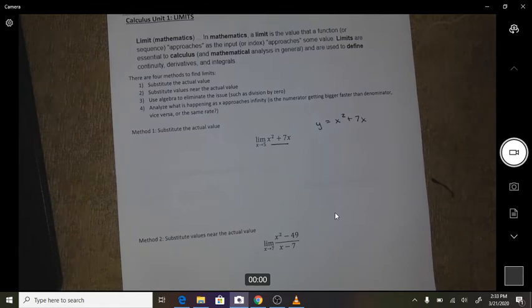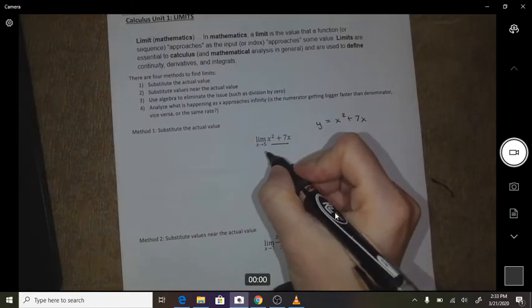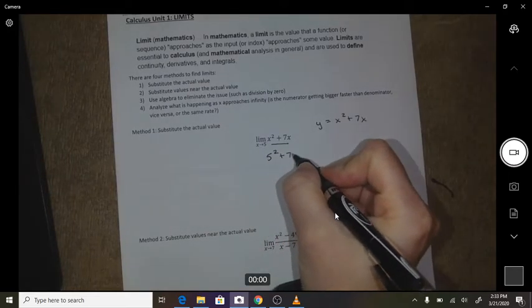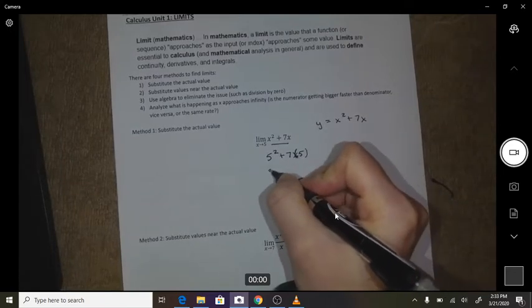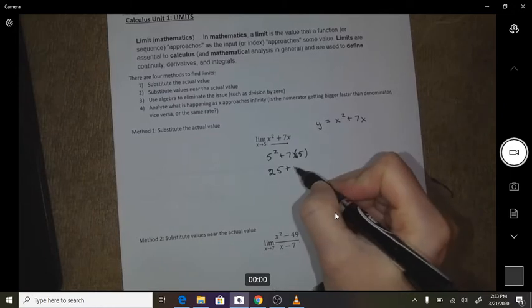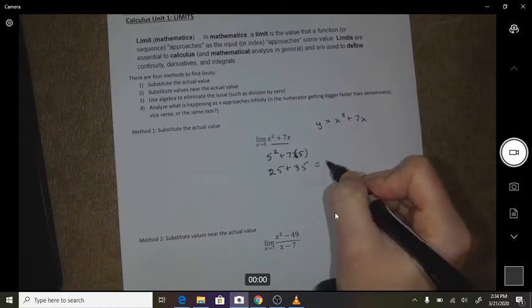Okay, so first method is when we can use actual substitution and it works. So if we input a 5 in here, we get 25 plus 35, which is 60.